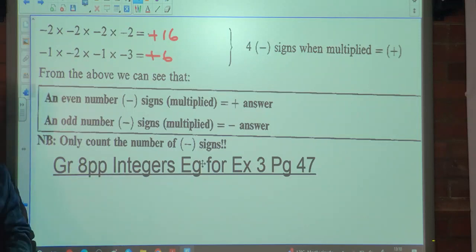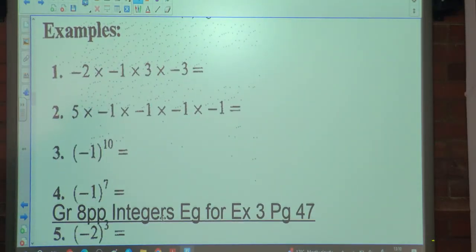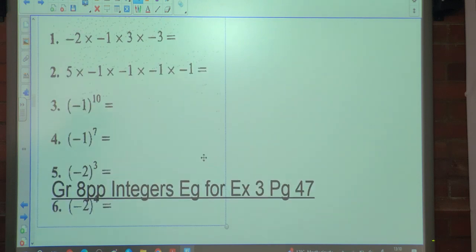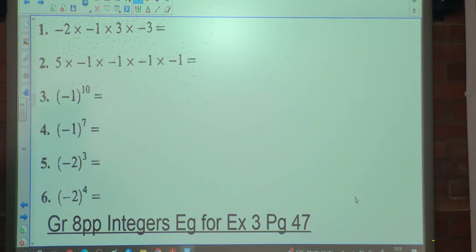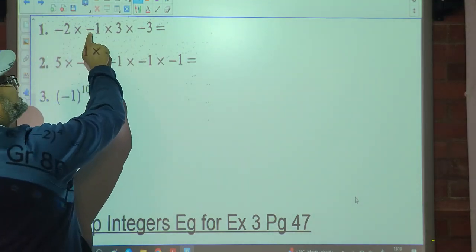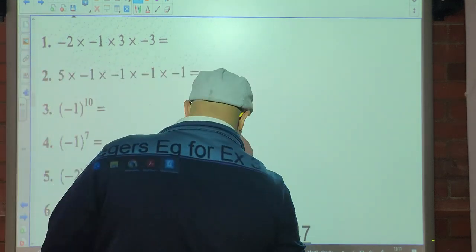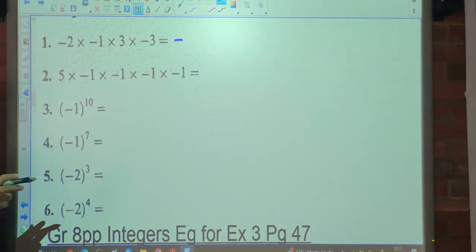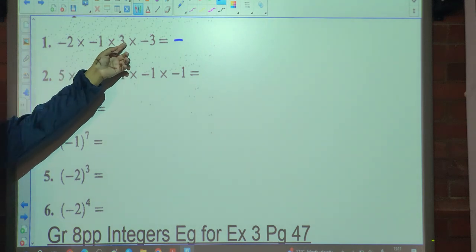And here we are told, important to note, we only count the negative signs, because the positive wouldn't make a difference. Okay? So when we multiply, we only look at the number of negative signs. Here are examples pertaining to that explanation. Let's go with example 1, and you guys have done this already, yeah? So it's 1, 2, 3 negatives. So the answer must be negative. Why will the answer be negative? Because it's an odd amount. What's 2 times 1? 2. And 2 times 3? And 6 times 3?